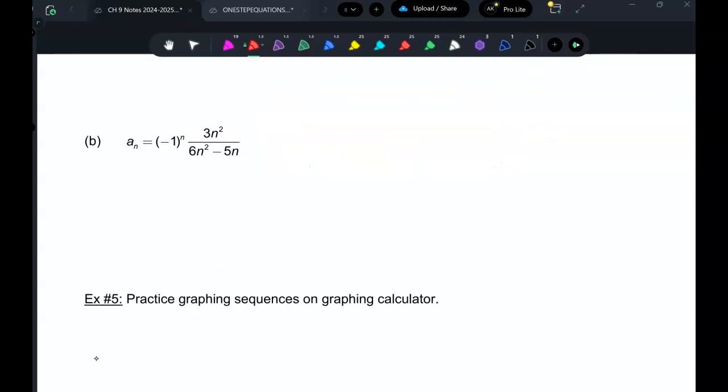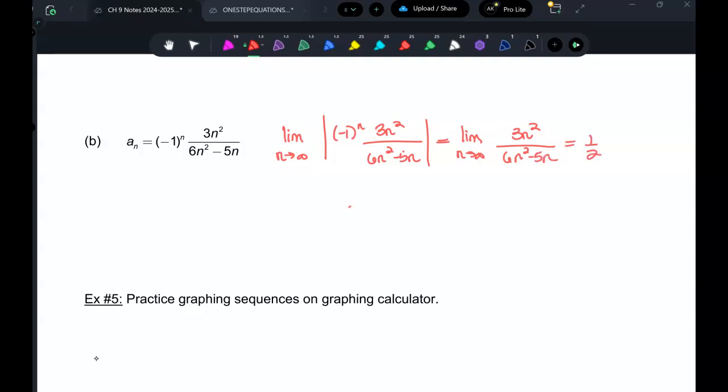Okay, how about B? One half. So it converges to 1/2. Yep.